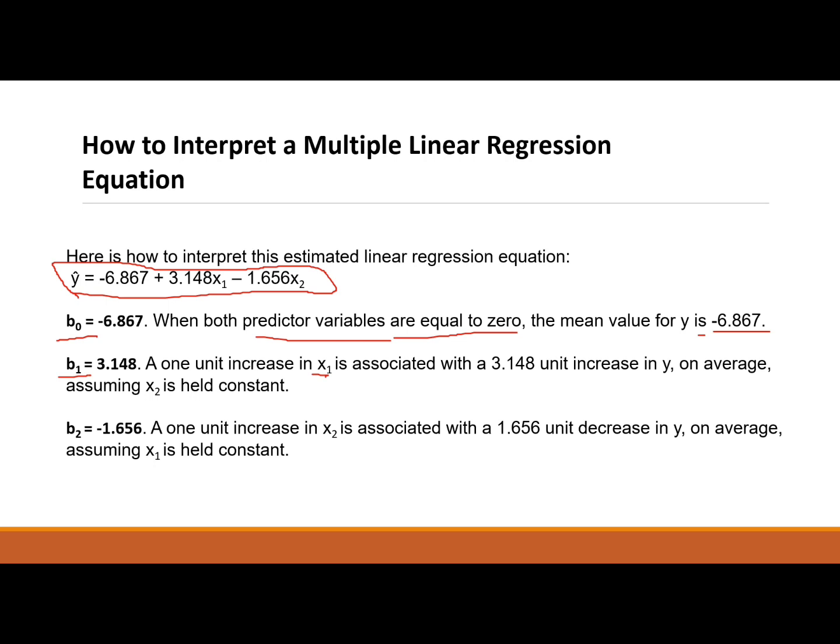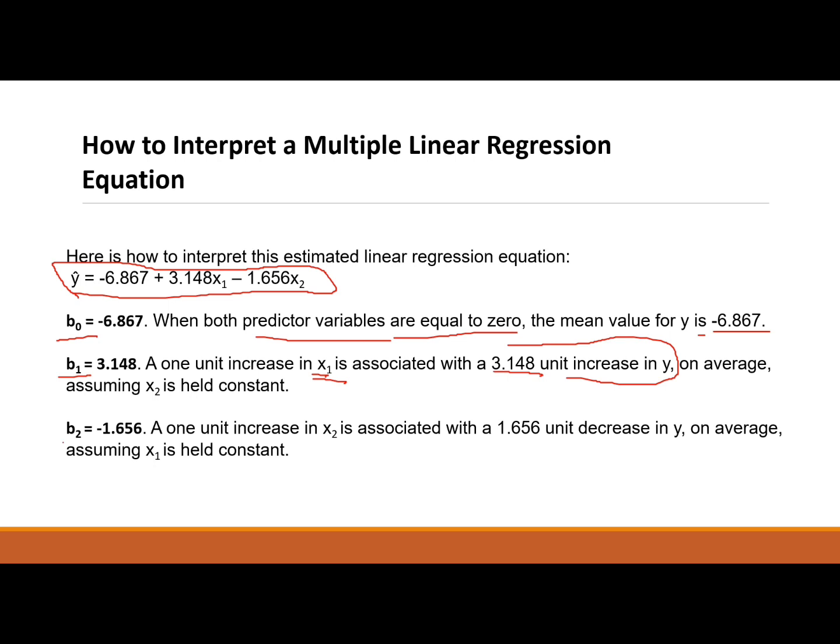So, on average, assuming x2 is held constant. So, yung x2 natin is constant. So, in this case, a 1 unit increase in x1 is associated with an average increase of 3.148 units in our y. Okay.